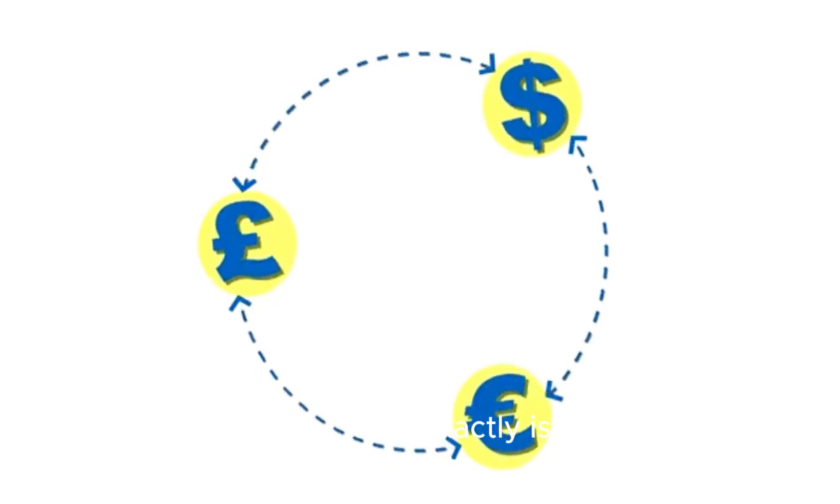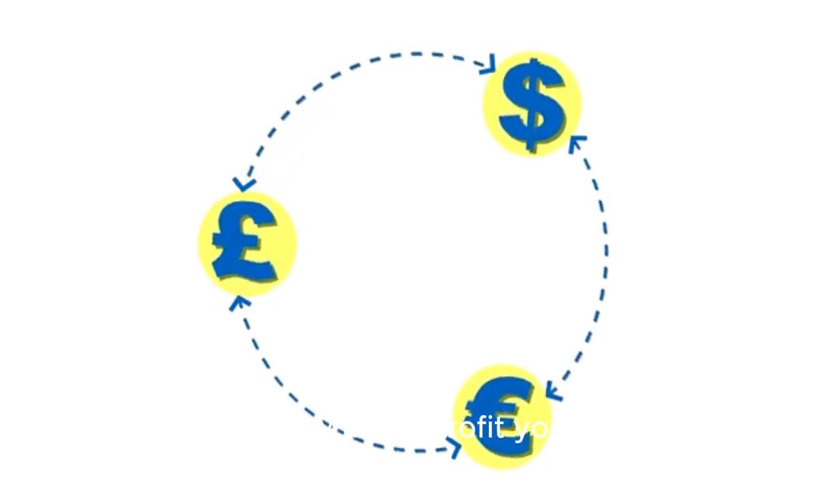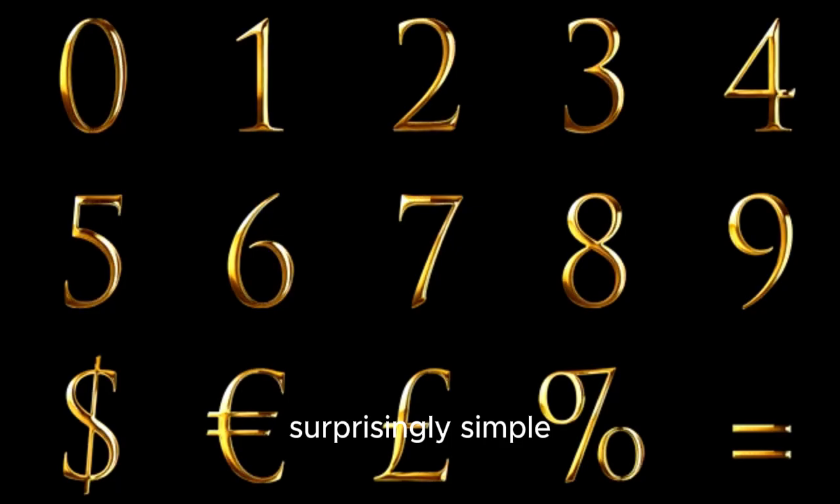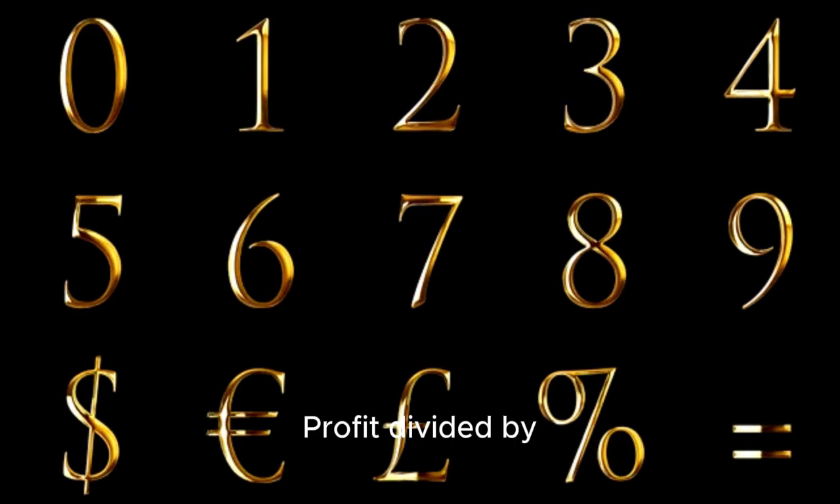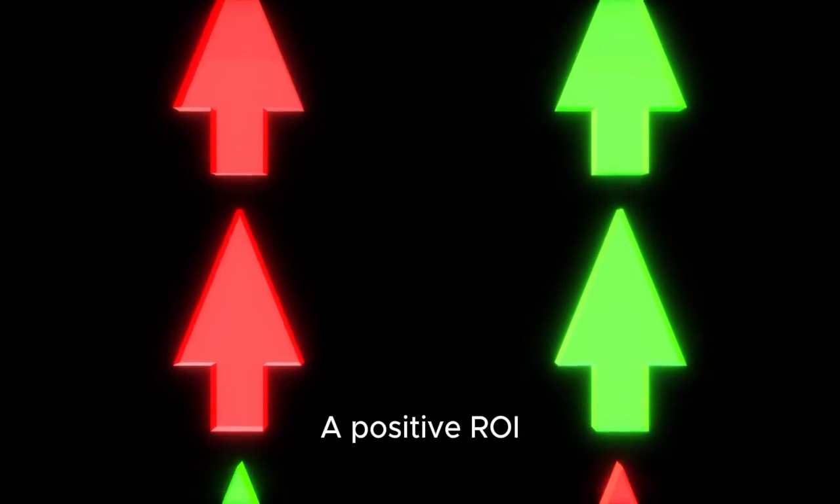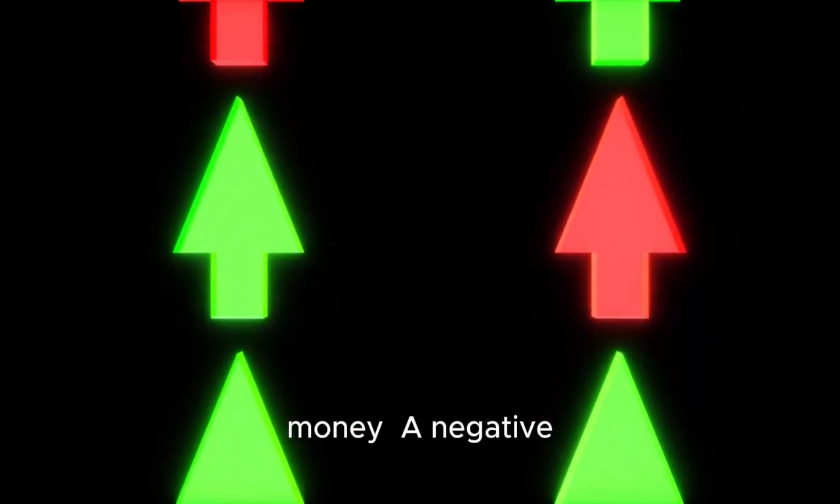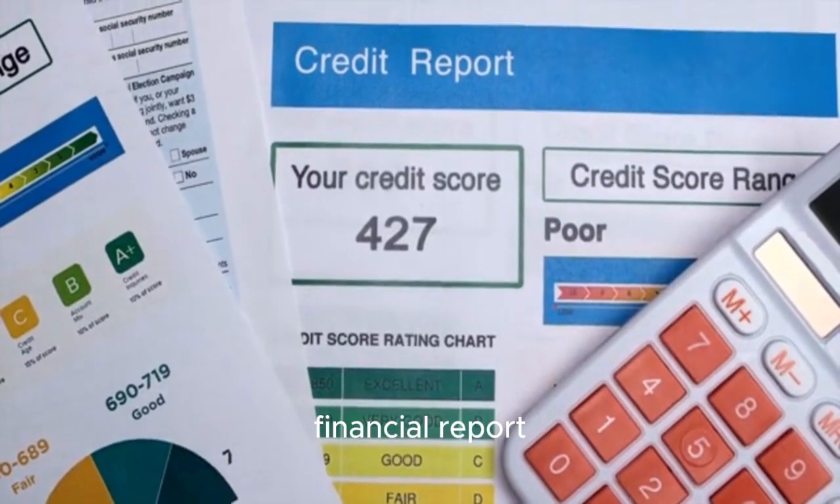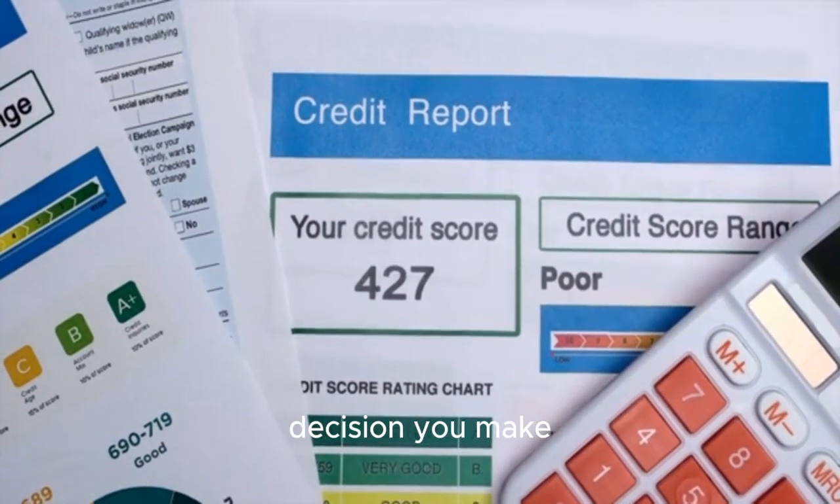So, what exactly is ROI? Simply put, it's a measure of how much profit you make from an investment relative to its cost. The formula is surprisingly simple. It's your net profit divided by the cost of the investment, and then you multiply that by 100 to get a percentage. A positive ROI means you're making money. A negative one, well, you're losing it. It's the ultimate financial report card for any decision you make.